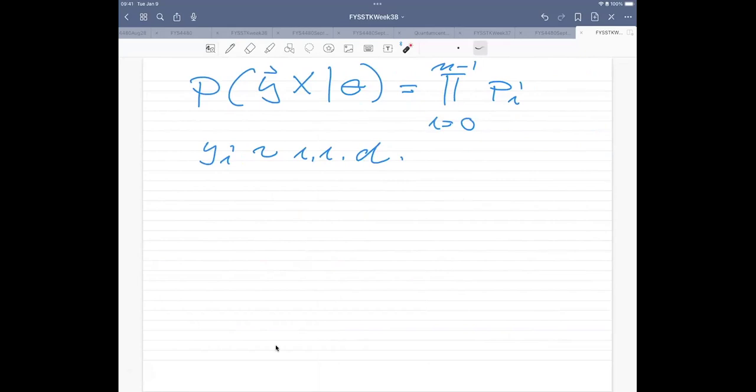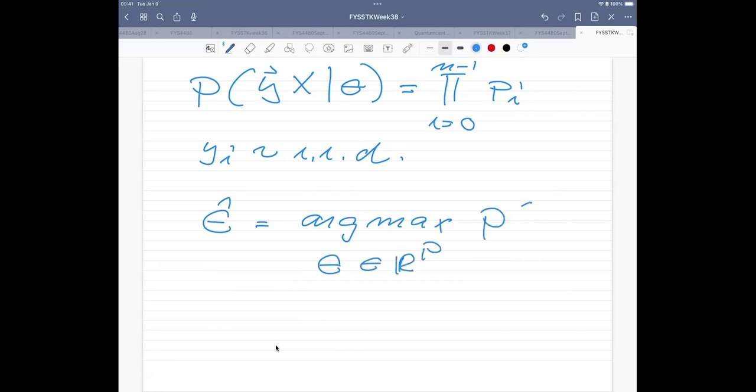Now, what we want to do when you look at this distribution is to optimize the value of theta so that we get the maximum distribution. So theta is obtained by maximizing this distribution P for all the values of theta. So this becomes our cost function.